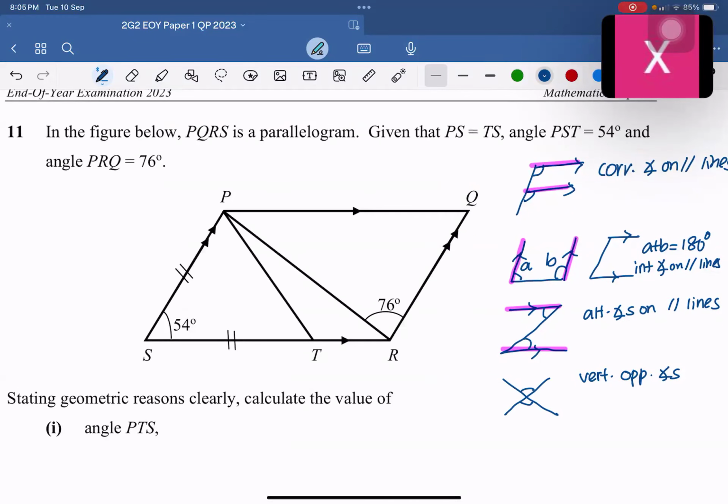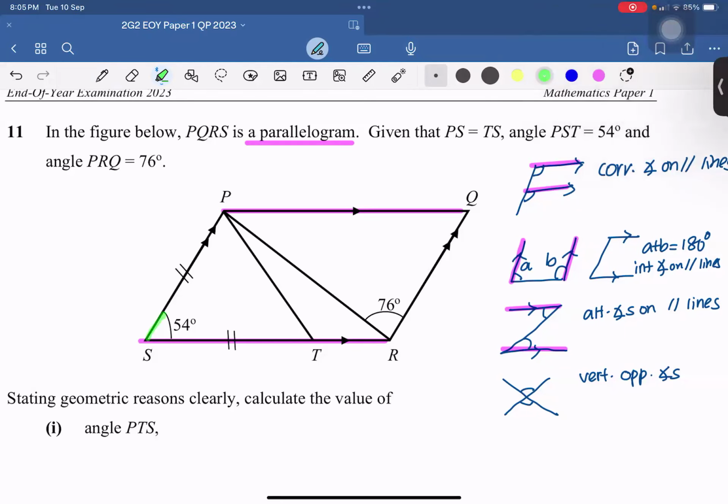Okay. So inside here, this question already says this is a parallelogram. So parallelogram means I have a couple of different angles already. First one, these two lines are parallel. When you have a parallelogram, the opposite angles are equal. So this angle over here is 54. Where is the other angle that will also be 54? Angle PQR. Very good. Angle PQR is also 54 degrees.